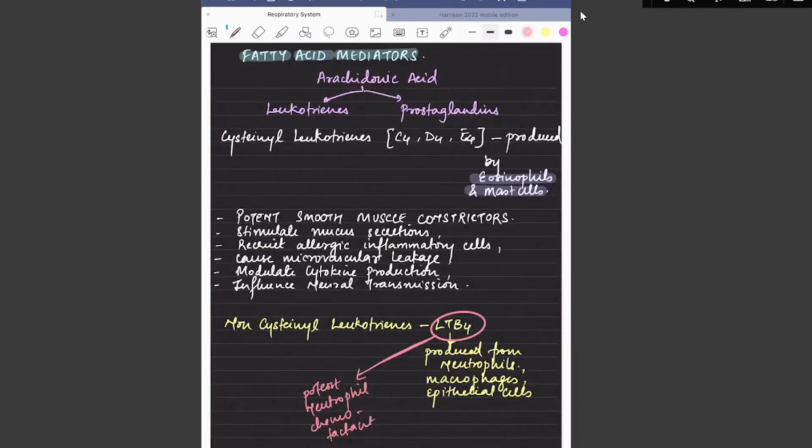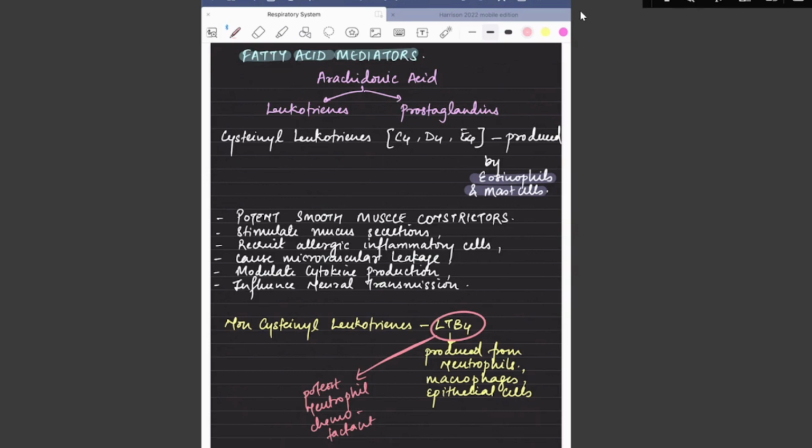The second is the fatty acid mediators. There is a release of arachidonic acid, which in turn is divided into leukotrienes and prostaglandins. Now there are two types of leukotrienes: the cysteinyl leukotrienes, and the non-cysteinyl leukotrienes. For the cysteinyl leukotrienes, we have C4, D4 and E4, which are produced by the eosinophils and the mast cells.